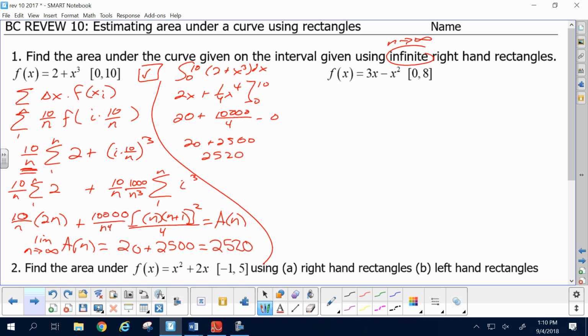Do you want to try one on your own? Well, this is on the homework, so what the heck? Have you already done this? Is this all wasted time? Do you already do this, or are you starting to get it? Do you want to do this second one? All right, try this one, and we'll walk through it together in a minute.